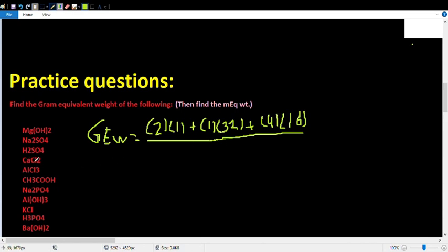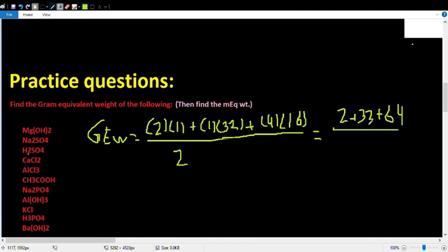So, H2SO4 is an acid. So, let's take the number of hydrogen ions, which is 2. As we see here, it is 2. So, let's calculate. 2 times 1 will be equal to 2. Tapos, 1 times 32 will be equal to 32. Tapos, yung 4 times 16 will be equal to 64.